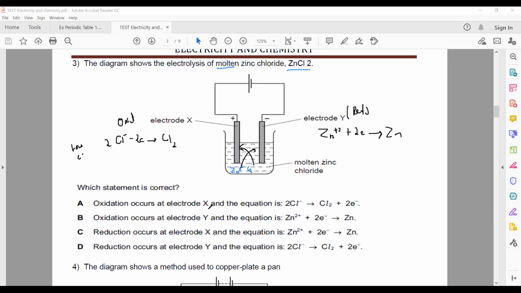So oxidation occurs at X and the equation for this oxidation is the chloride, because I can write the same equation. If it is -2 on one side, on the other side it will be +2. So the same equation can be written as 2Cl- goes to Cl2 plus 2 electrons. So oxidation occurs at electrode X, and the equation is 2 chloride ions will form a chlorine molecule and they will lose 2 electrons.